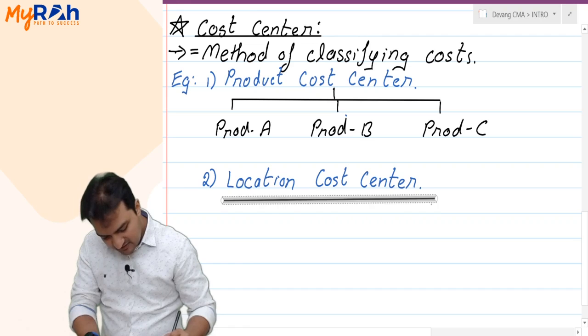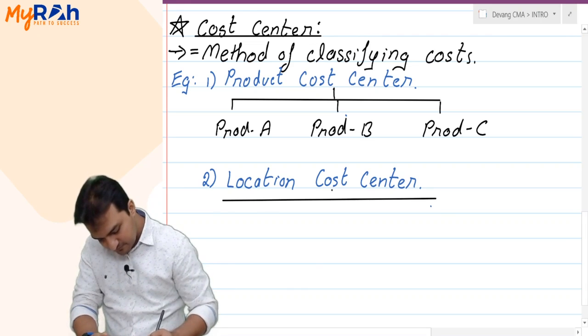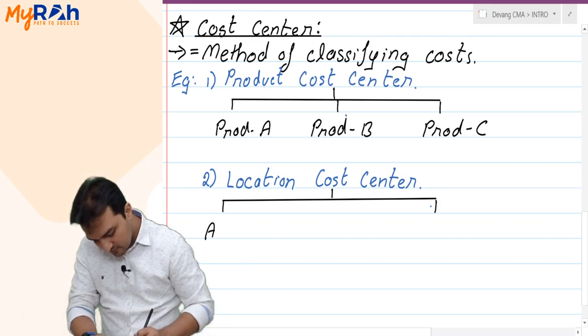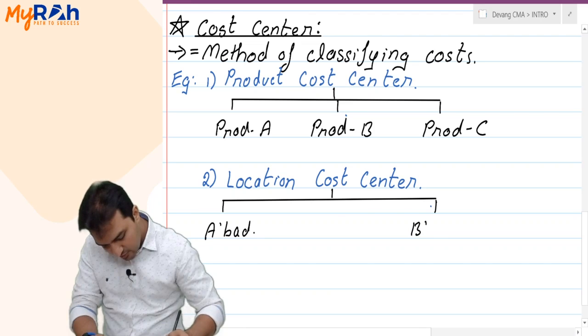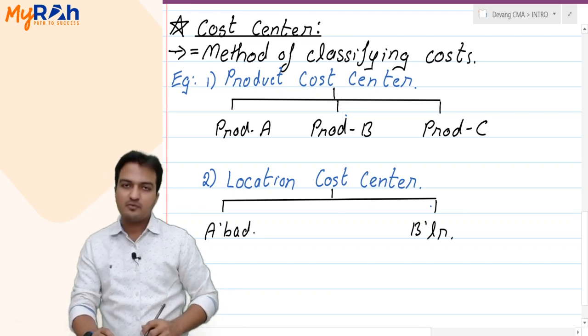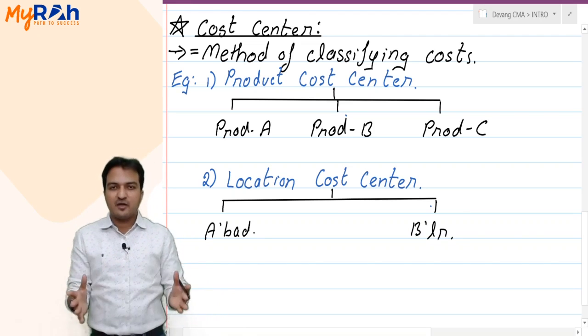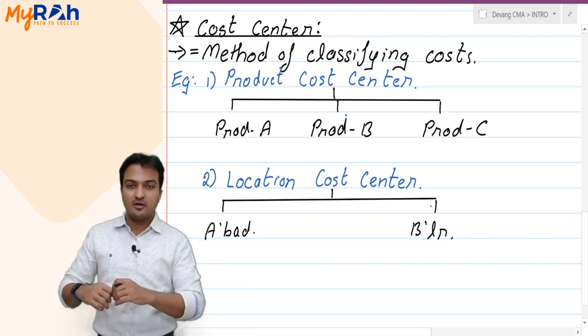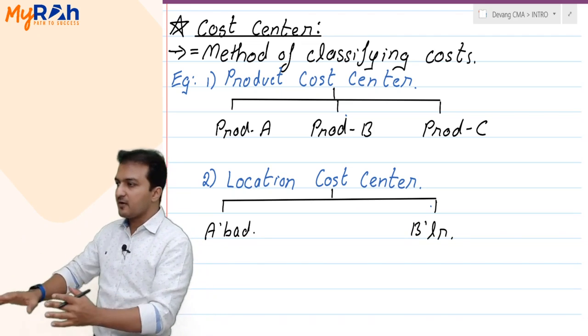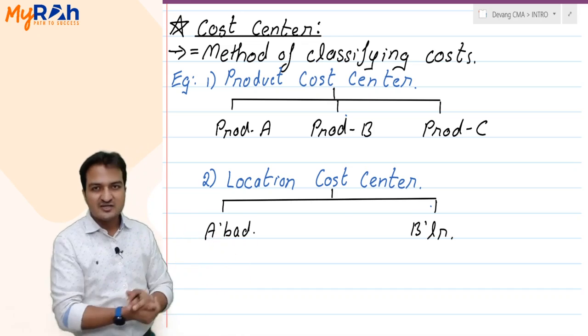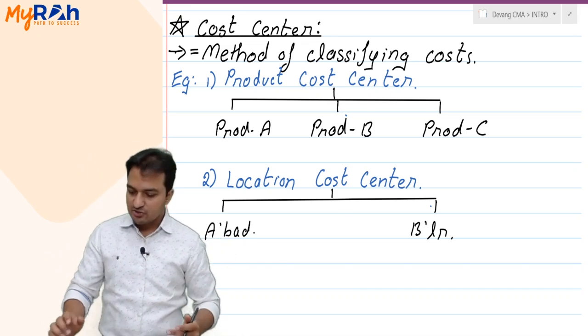Say my company has, for example, two branches. I have one branch in Ahmedabad and one branch in Bangalore. Then I might classify my costs location wise. I'll find total cost of Ahmedabad branch separately and I'll find total cost of Bangalore branch separately. That will be called location cost center.